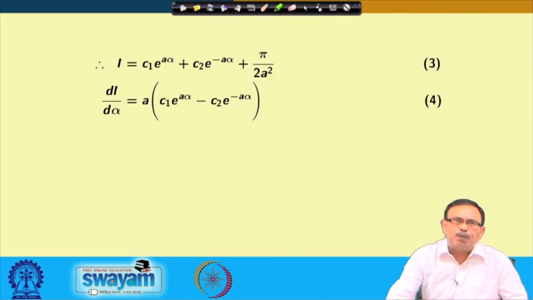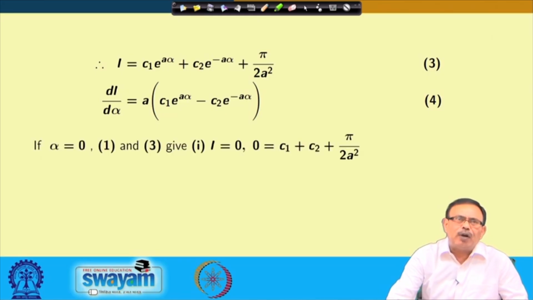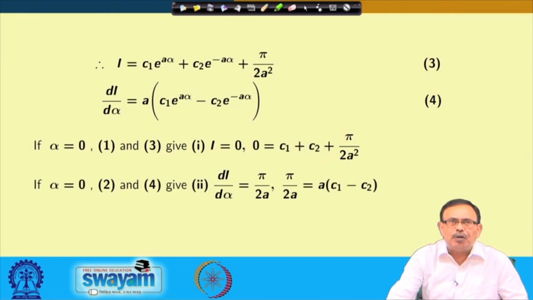Once I am obtaining this 4 equation, put alpha equals 0 in 1 and 3, then from 1 your I will be equals to 0. So, that you will obtain 0 equals C 1 plus C 2 plus pi by 2 a square. Similarly, if I put alpha equals 0 in equation 2 and 4, I will obtain d I d alpha equals pi by 2 a. So, that the second equation I will obtain as pi by 2 a equals a into C 1 minus C 2.